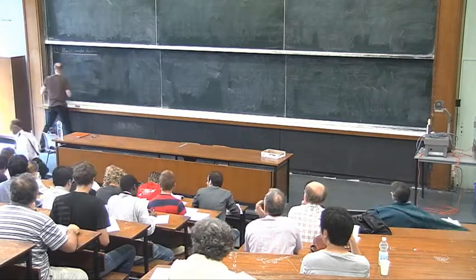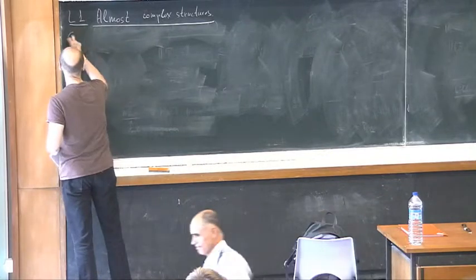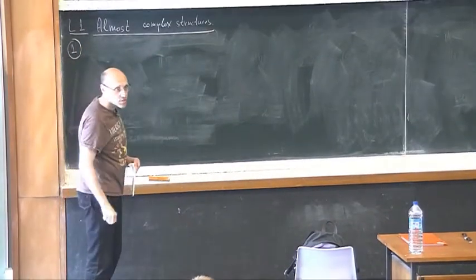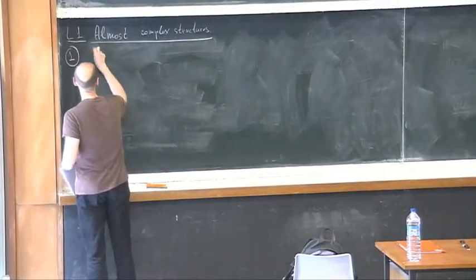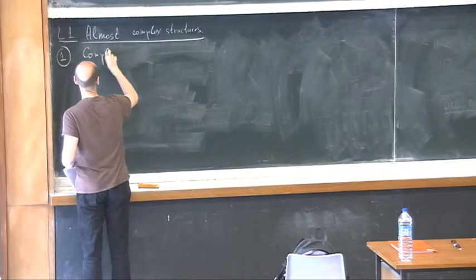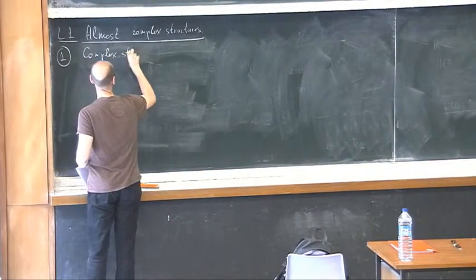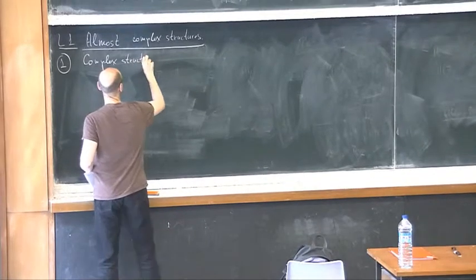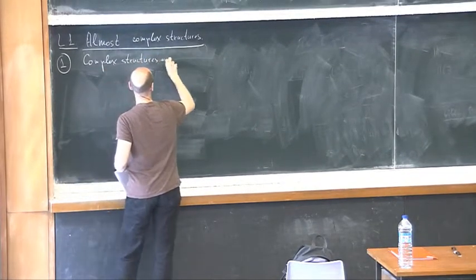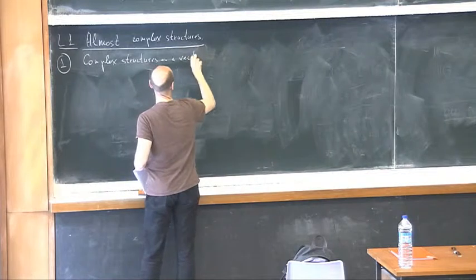Let us consider the simplest case of complex structures on a real vector space. So complex structures on a vector space.